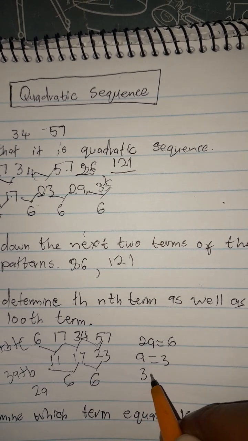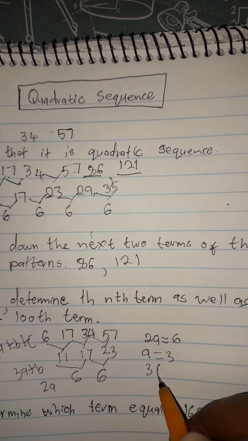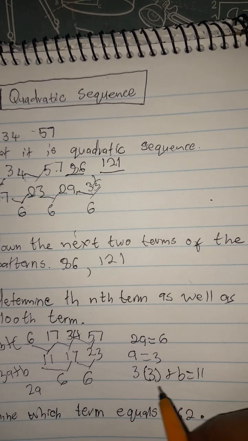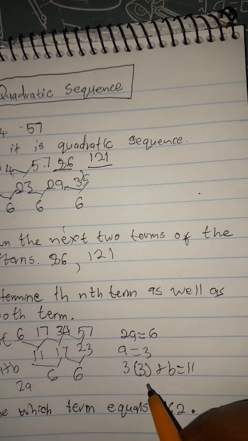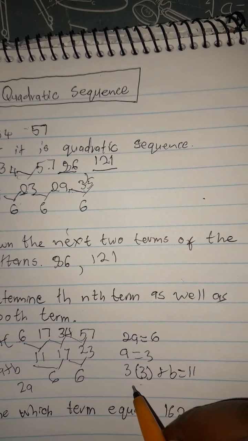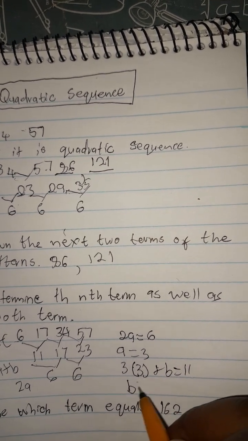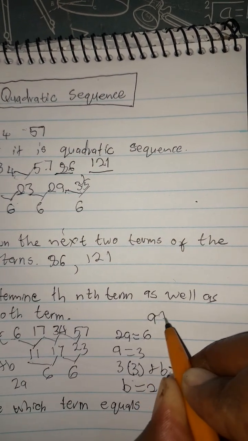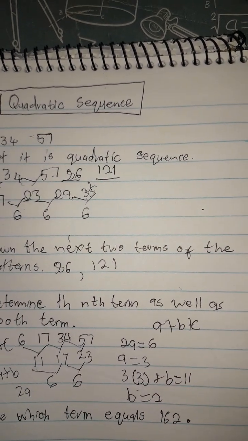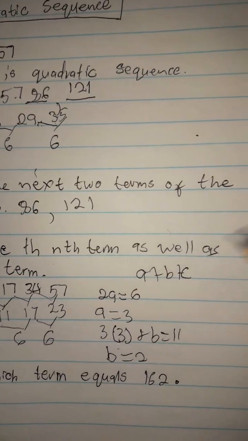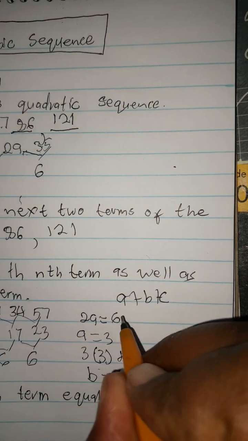So we have 3a plus b. Where there is a, you replace it by 3, plus b, which is equal to 11. Then 3 times 3 will give you 9. If you take 9 to the other side, we have 11 minus 9. What is that? That's 2. So b is 2. From there, we're going to use the first term, a plus b plus c, right?